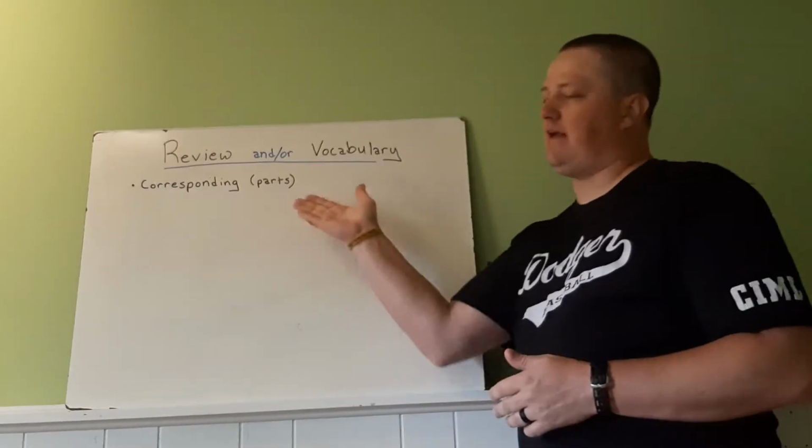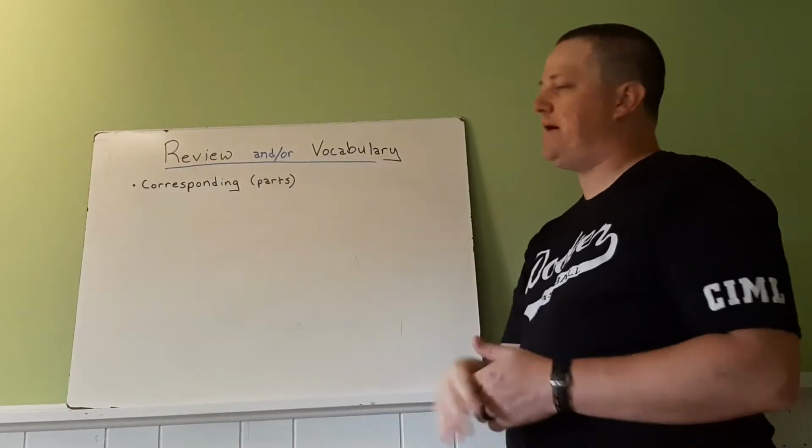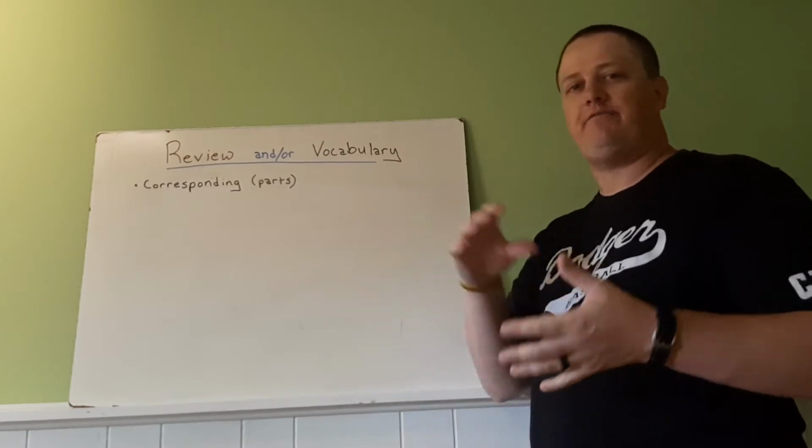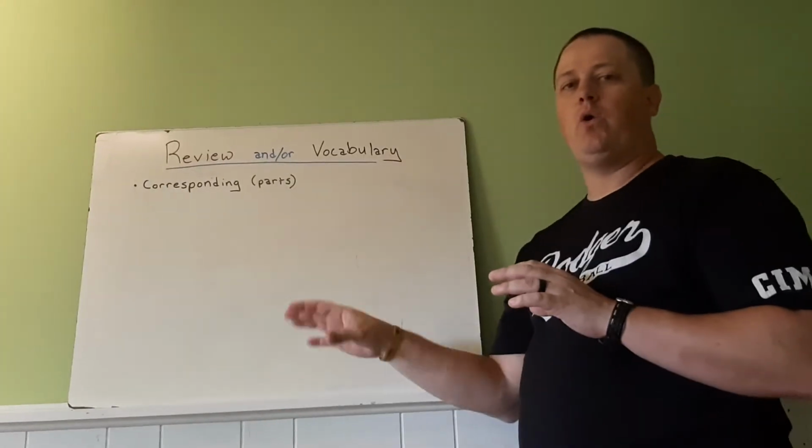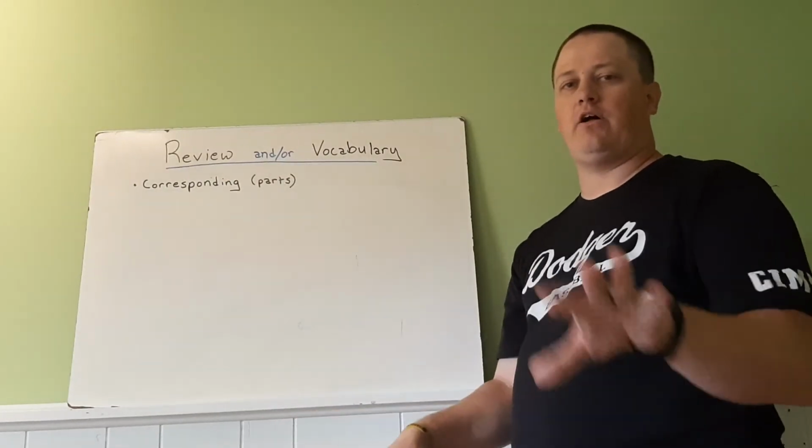So sticking with the same vocabulary word, we still have corresponding parts. Those are the parts that fall on top of each other when using a rigid transformation to move one object onto its image.